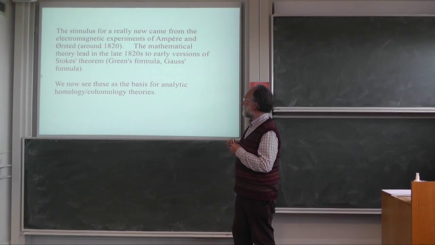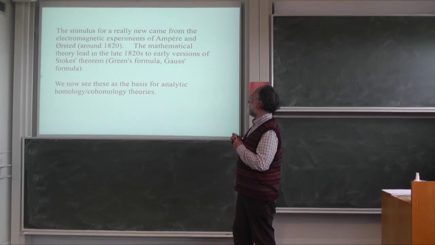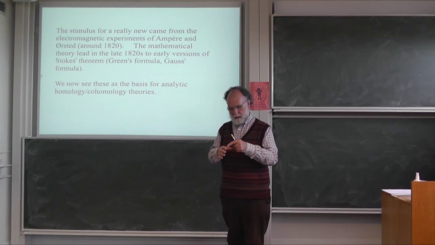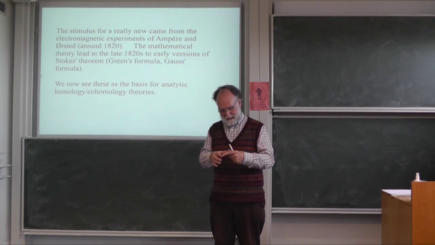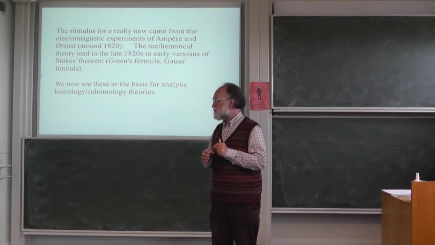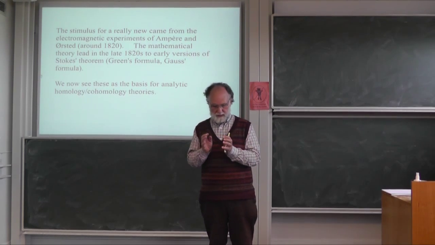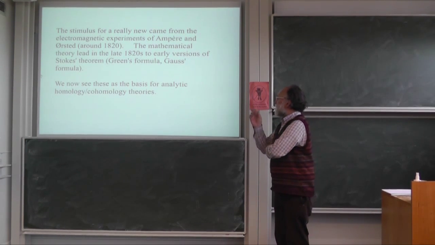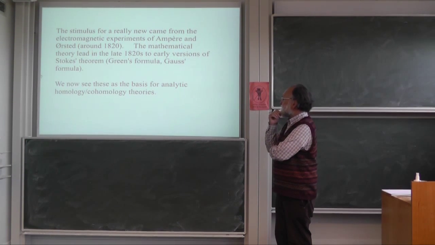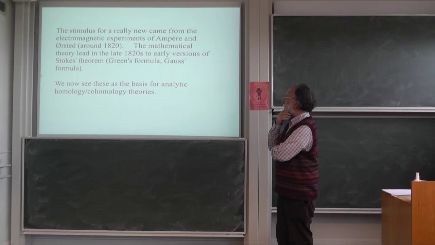In the late 1820s, there were two versions of Stokes' theorem which were proved. Green's formula, which deals with the two-dimensional object with a one-dimensional boundary, and Gauss's formula, which deals with a three-dimensional thing with a two-dimensional boundary. And these were needed in order to formulate the basis of magnetism.